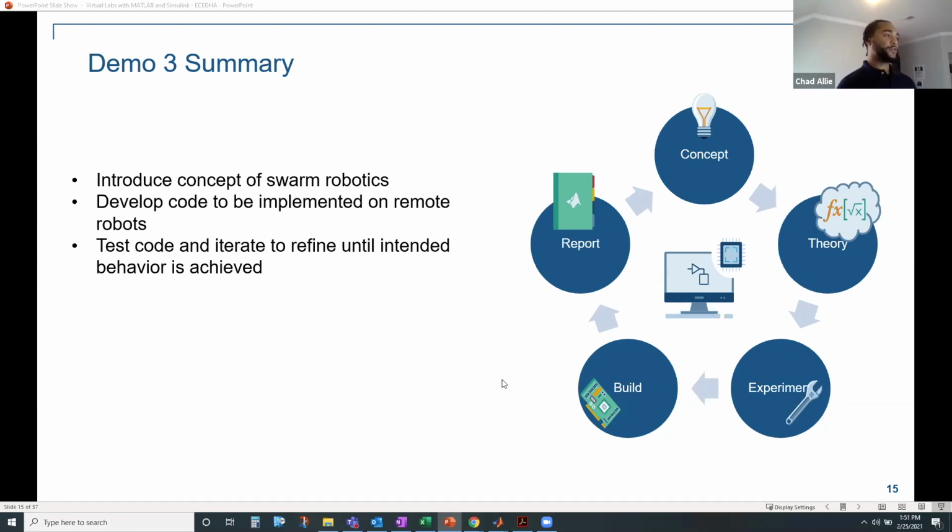So again, the idea here is introducing concepts of swarm robotics, being able to develop code and implement it on specific robots, and then test that code and iterate until you can refine it until the behavior is actually achieved that you're looking for. And again, in this specific example, MATLAB was used to deploy that code directly to these robots.